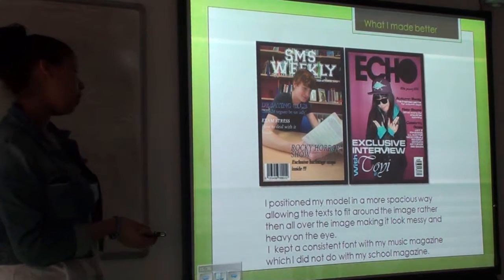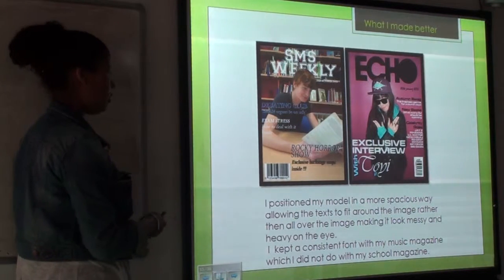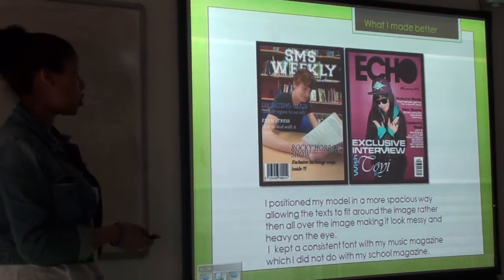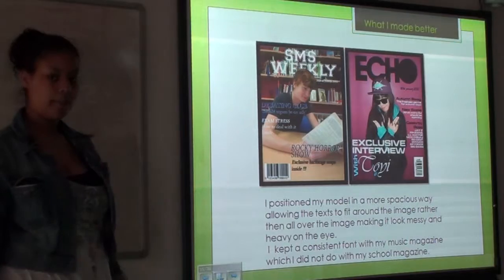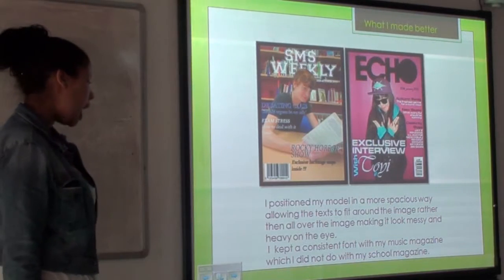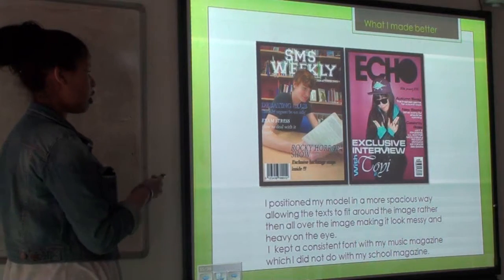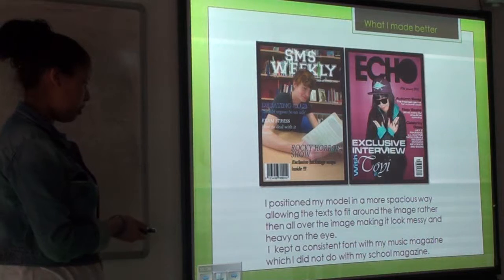However, what I made better, I positioned my model in a different position by making it more spacious, allowing me to have text around the image instead of on top of the image as I did over here, as this made it look more messy and heavy on the eye. I kept a consistent font with my music magazine, which I didn't do with my preliminary task.